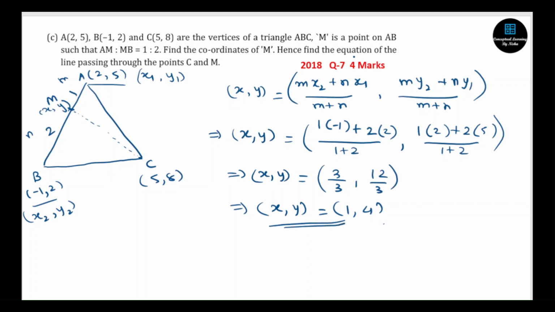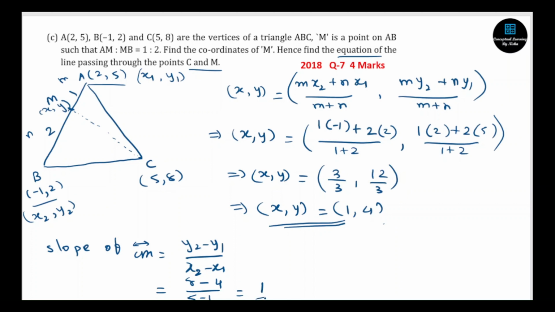Now we have to find the equation of the line passing through point C and M. So first of all we'll find the slope and then we'll find the equation. So slope of line CM is equals to y2 minus y1 upon x2 minus x1. On substituting the values, what do we get? 8 minus 4 upon 5 minus 1. On simplifying that, I'll get the slope as 1.